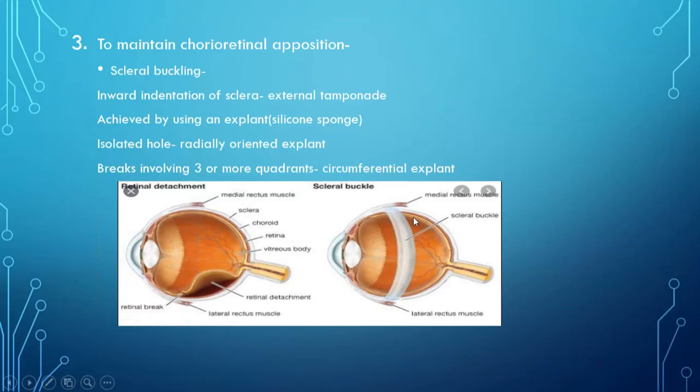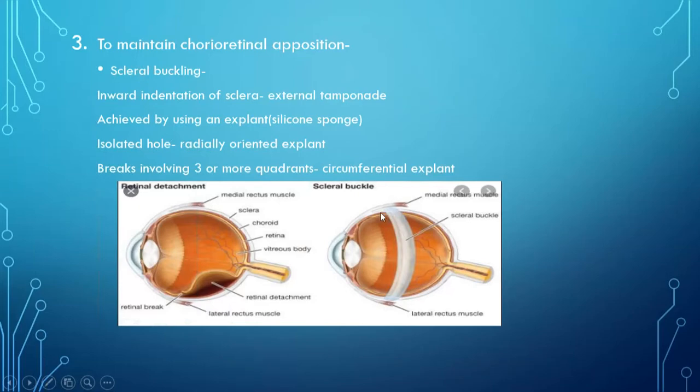So this is the outermost layer, that is the sclera. So you cause the inward indentation of the sclera, which will result in external tamponade. Tamponade means you are creating a pressure so that the layers stay in contact with each other. And this will be achieved by using an explant, which could be a silicone sponge or any silicone implant.